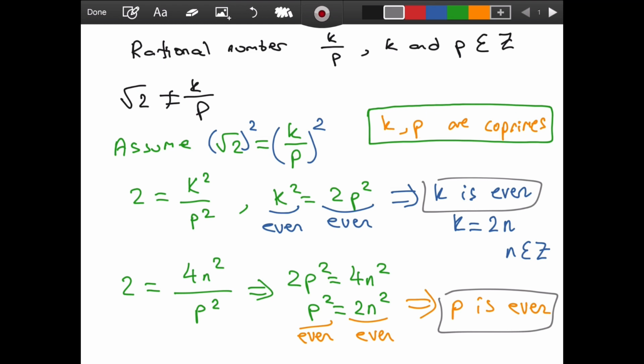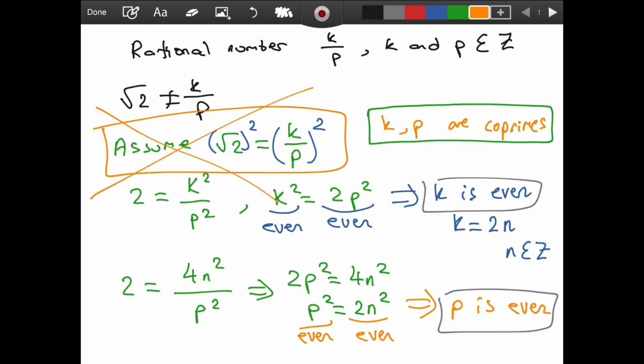This means we arrived at a contradiction. It is a contradiction that k and p are both even and that they are co-primes of one another. That cannot be correct. But we did everything right along the way. Every single step was correct. How can the final result be wrong? Well, that means the initial assumption was wrong. This assumption was wrong. This is debunked, which means square root of 2 is not equal to k over p.